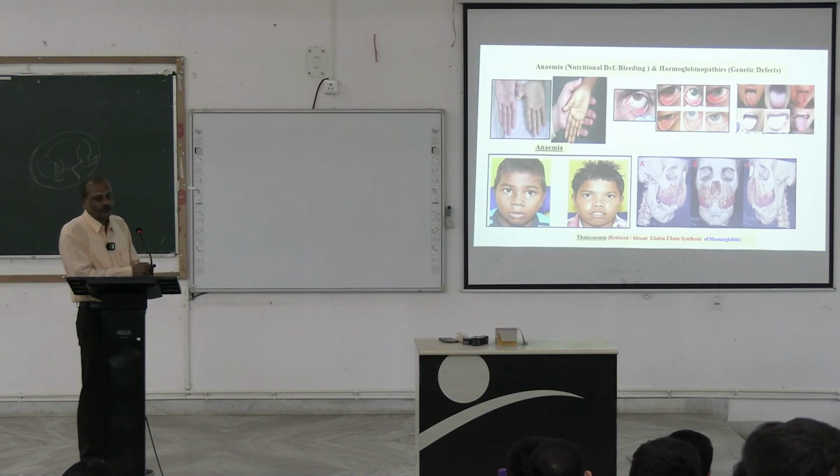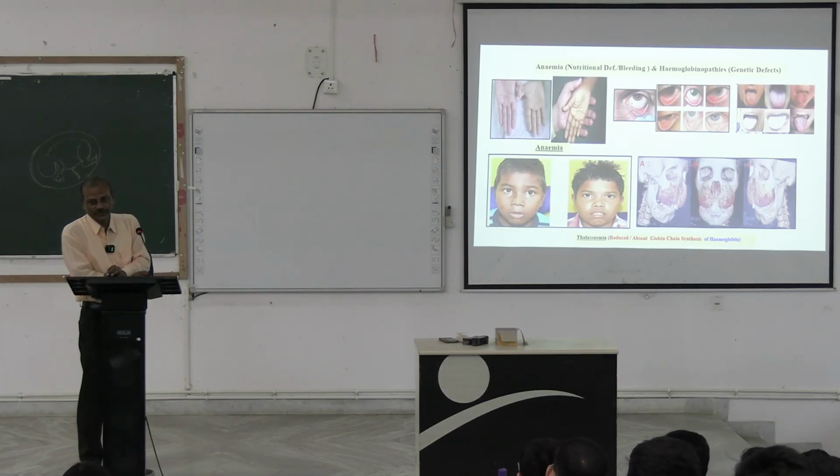So, in thalassemia, there is a reduced or absent production of globin chain. Hemoglobin normally has 4 chains in an adult: alpha chains and beta chains. If there is a defect, reduced production, in the alpha chain, that is called alpha thalassemia. If there is an absent or reduced production of the beta chain, that is called beta thalassemia.